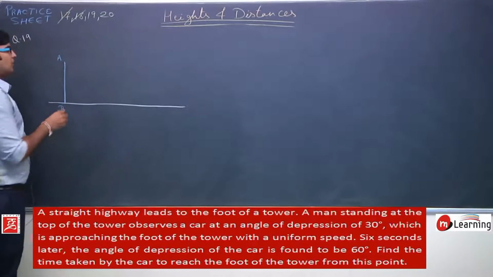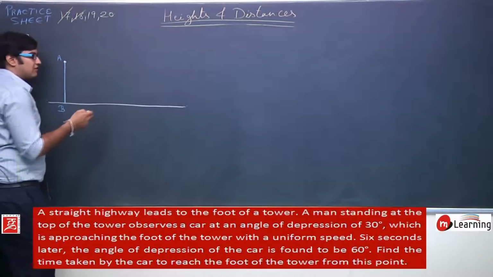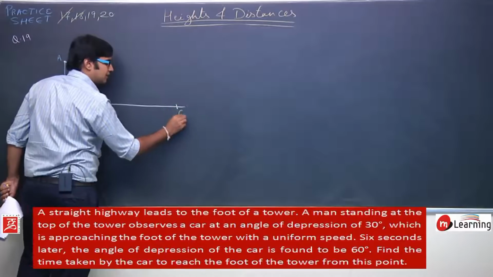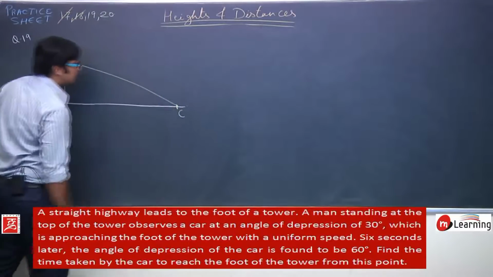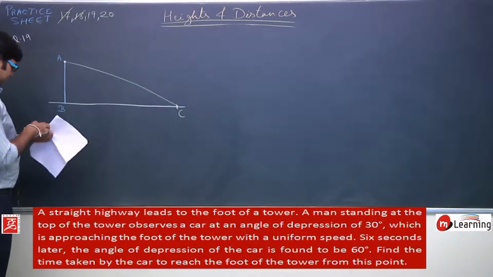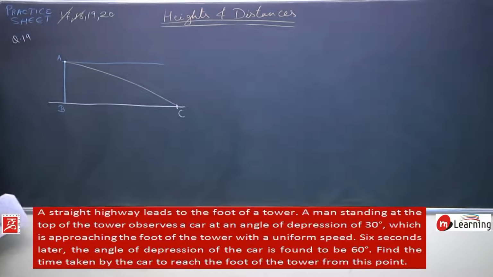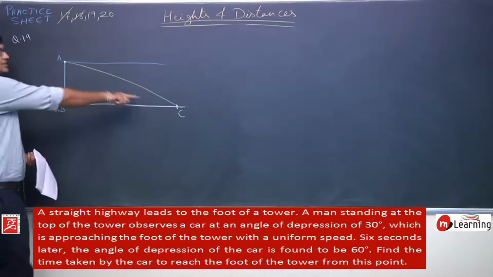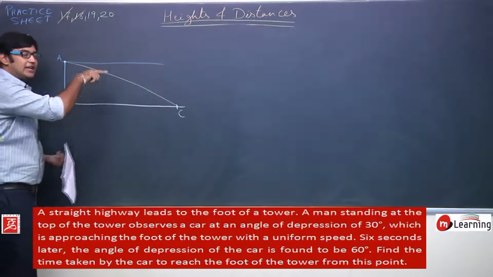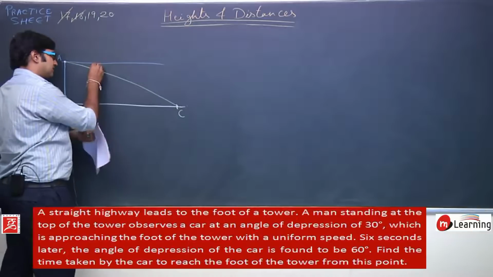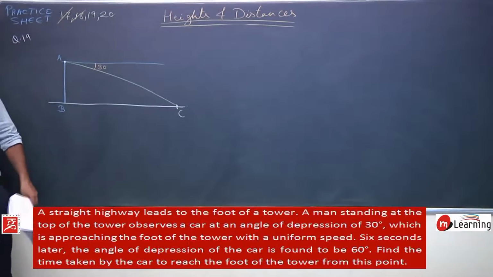A person standing at the top of the tower, that means here at point A, observed a car coming towards the tower. So let us say at this point C there is a car which he observed. So this is the line of sight, and this is the horizontal level from his eye. To observe this car at point C, the man has to bend his head 30 degrees downwards. That is, the angle of depression means this angle is 30 degrees.